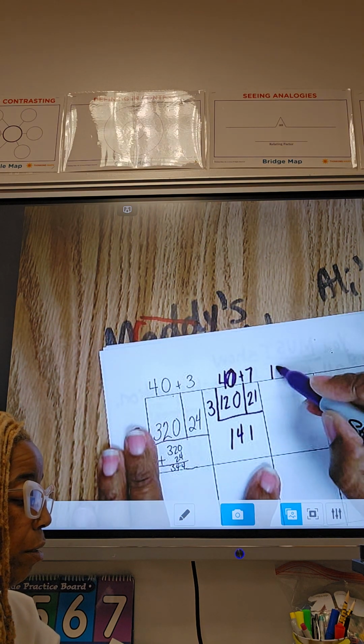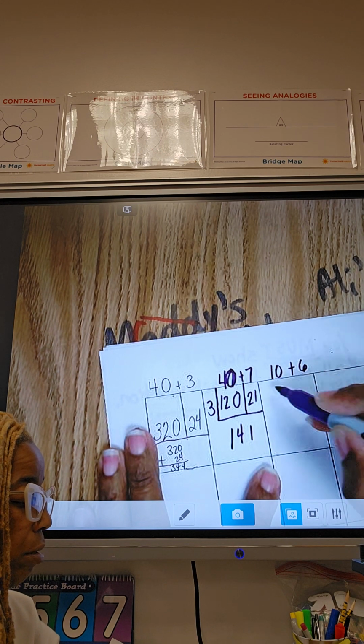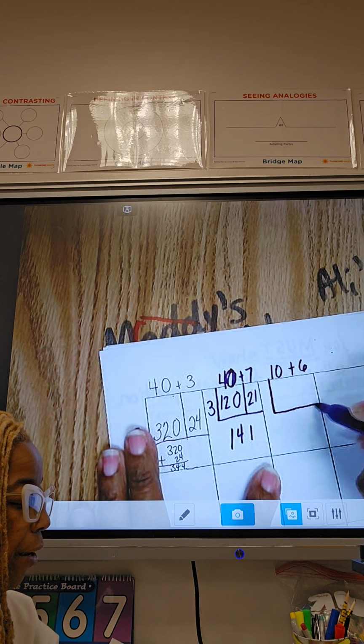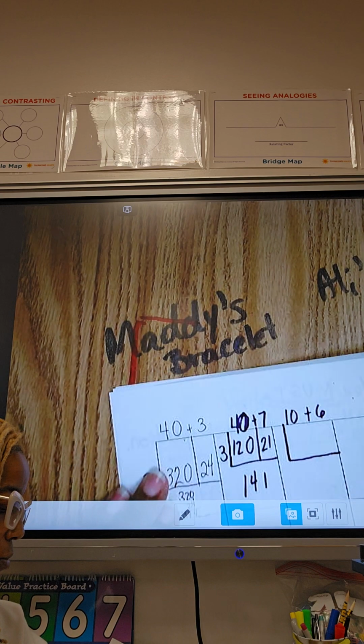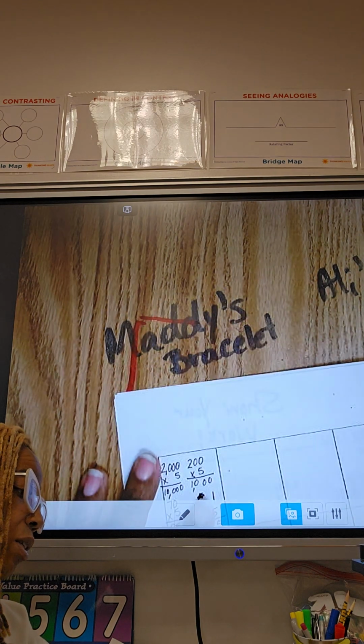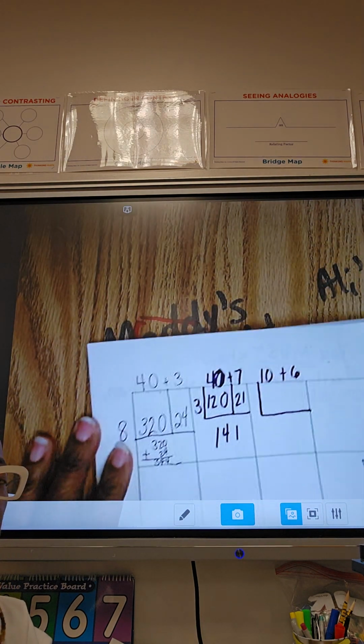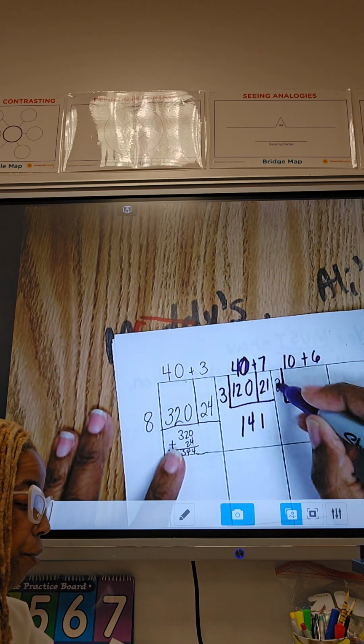16 is 10 plus 6. Create your box there. Let me make sure I had the correct number. 16, yep. 16 times 8. You can put your 8 here.